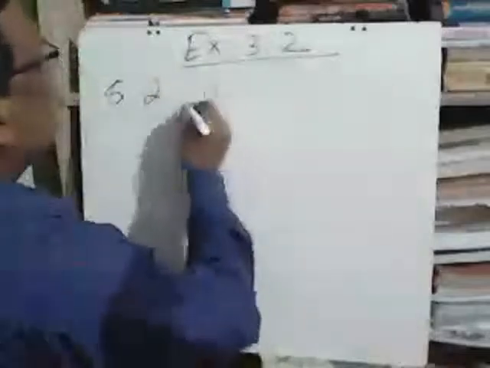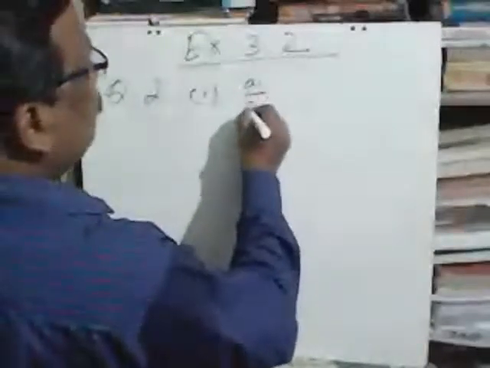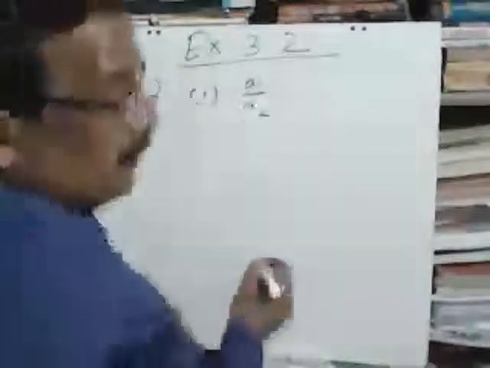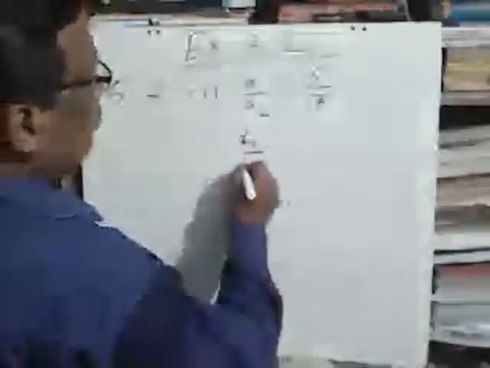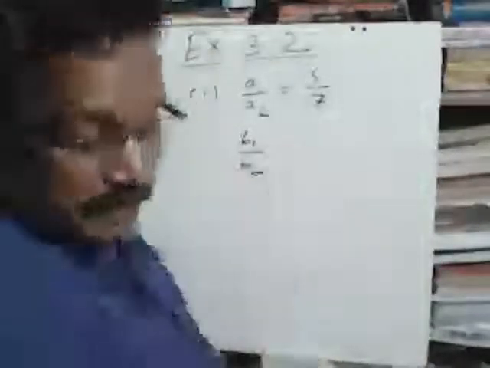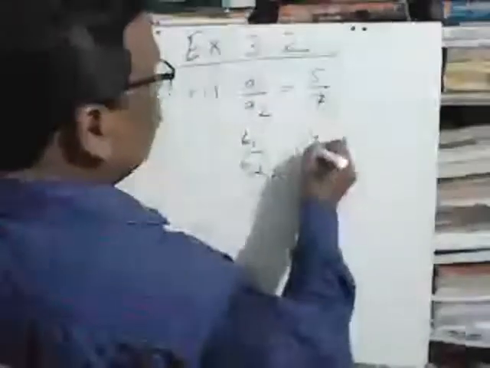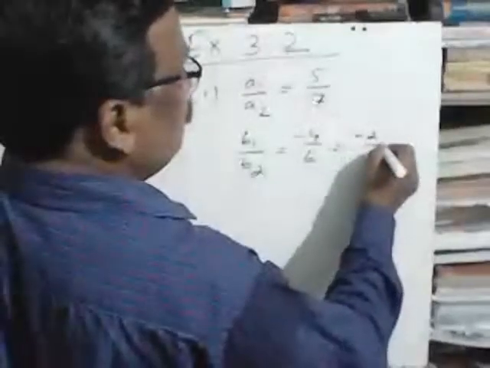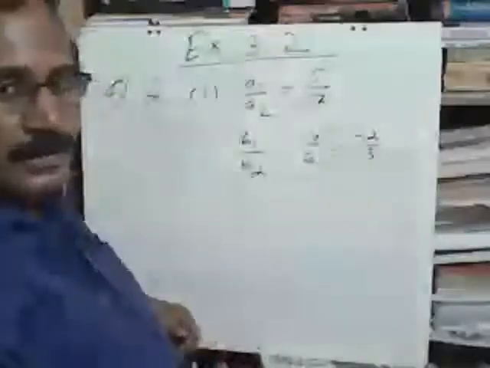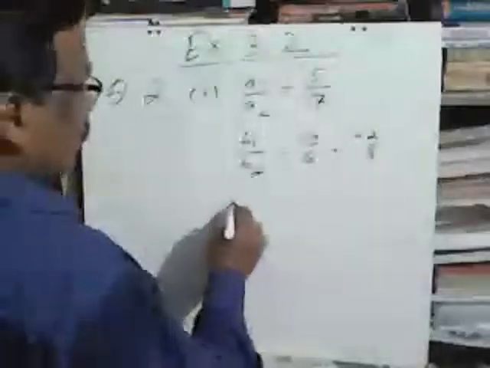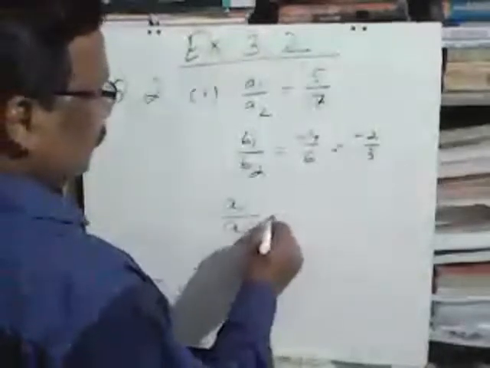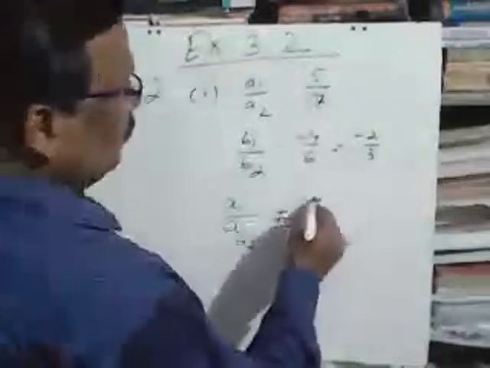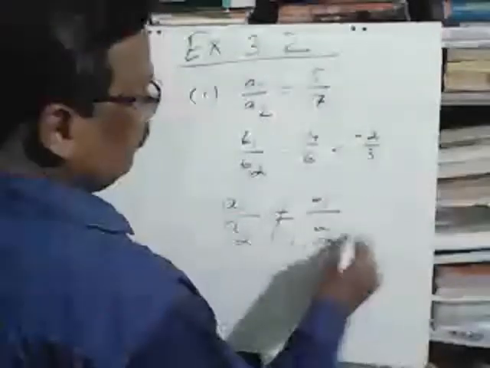First bit. A1 by A2, write in this way. A1 by A2 is coming 5 by 7. Then B1 by B2 is minus 4 by 6. If you simplify, it is coming minus 2 by 3. Now, A1 by A2 is not equal to B1 by B2.